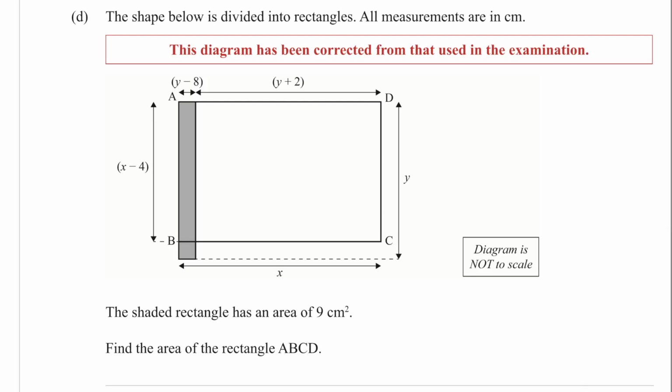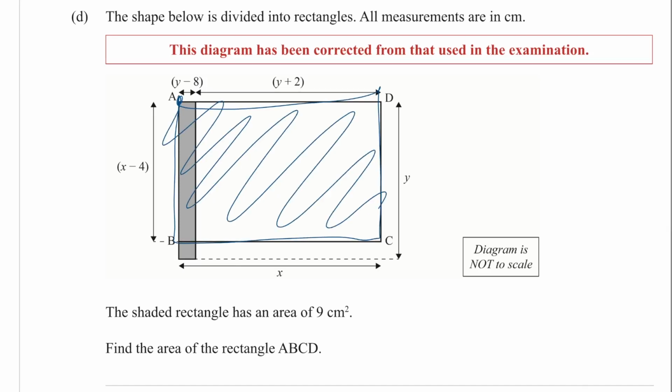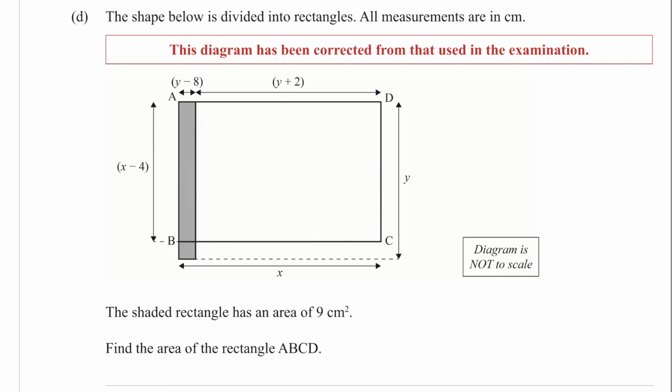So we have all these different sides, right, in terms of x and y, and we're given that the shaded area is 9 centimeters squared. And we're asked for the area of rectangle ABCD. So there's this weird little overhang bit here. I see things expressed in x and expressed in y.